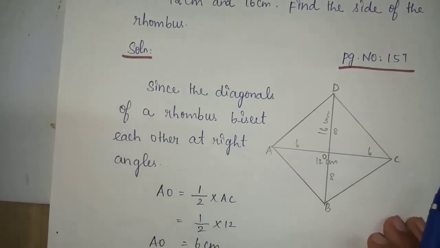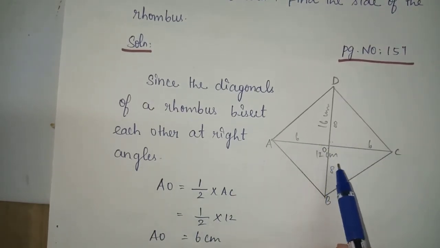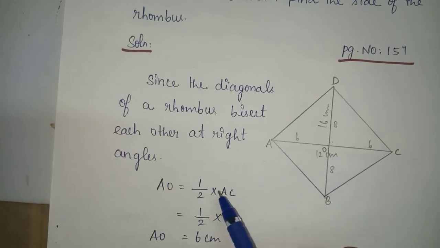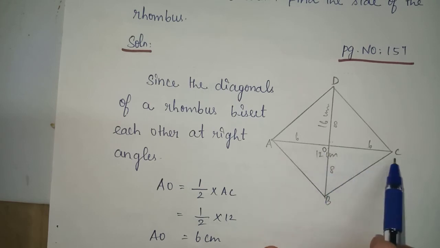So AO is equal to, how do we have to find AO? AO is equal to half into AC. Half into AC value, which is 12. So AO is 6 cm. If AO is 6 cm, then OC is also 6 cm.